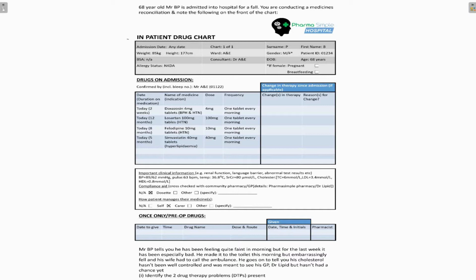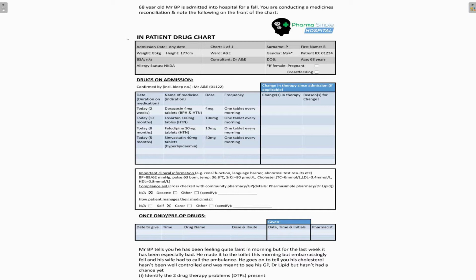Case study goes on. Mr. BP tells you he has been feeling quite faint in the morning, but for the last week it has been especially bad. He made it to the toilet this morning but embarrassingly fell and his wife had to call the ambulance. He goes on to tell you his cholesterol hasn't been well controlled and was meant to see his GP, Dr. Lipid, but hasn't had a chance yet. Identify the 2 drug therapy problems present.